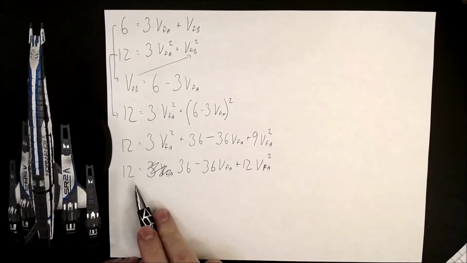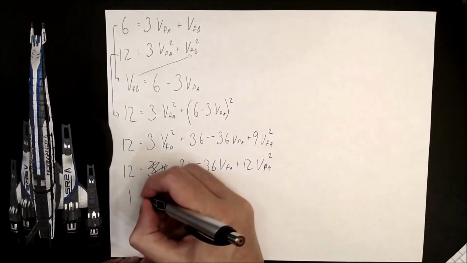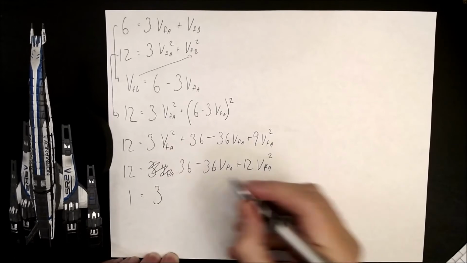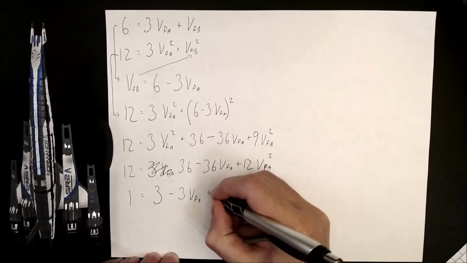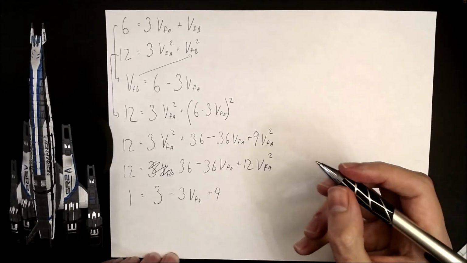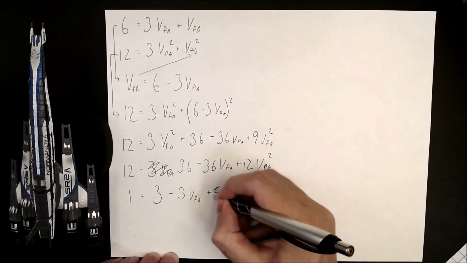And now, oh, look at this. Everything is divisible by 12. So I'm going to divide everything by 12. We get 1 is equal to 3 minus 3 V final A plus 4, plus just V final A squared, excuse me.